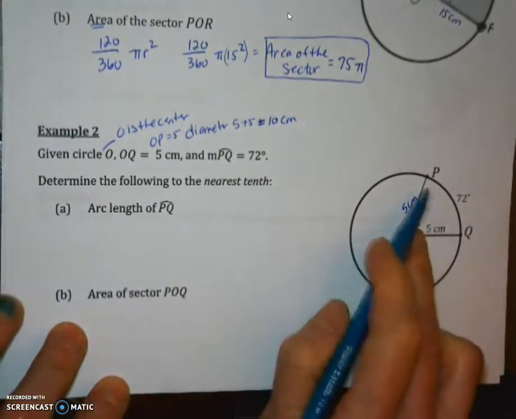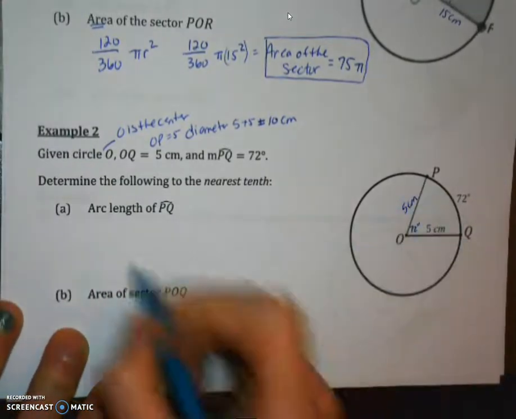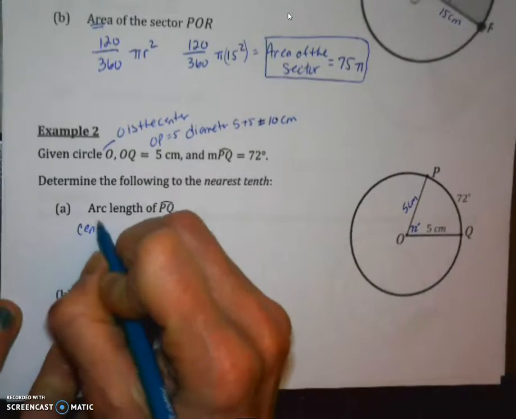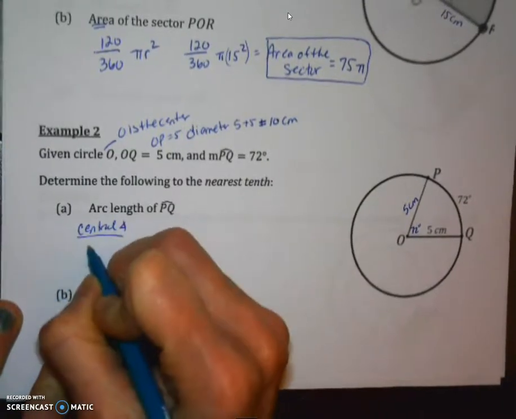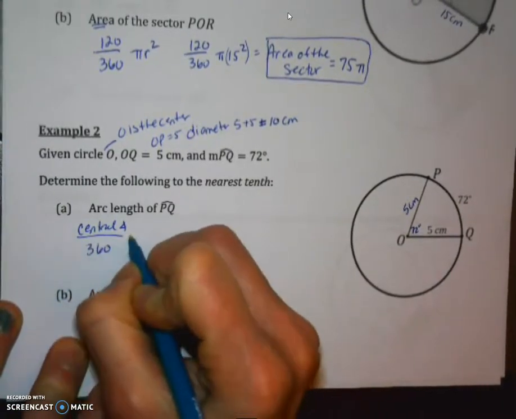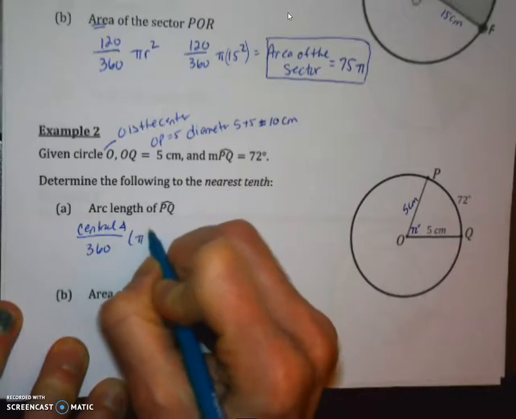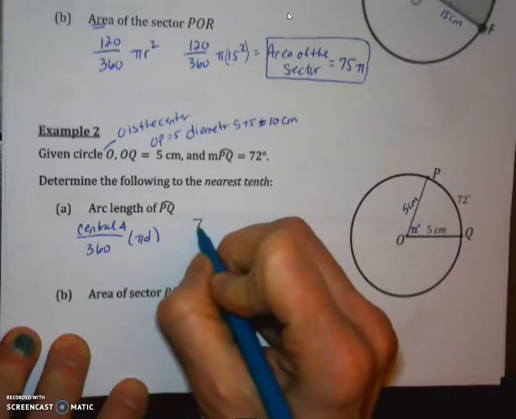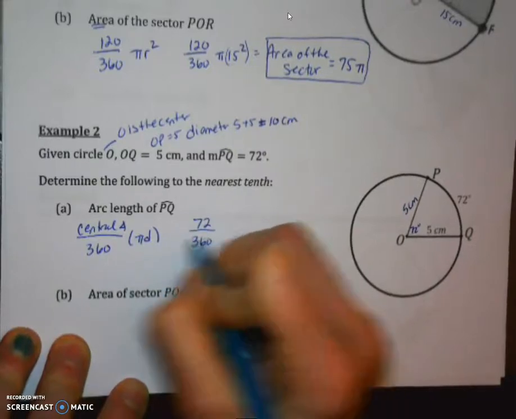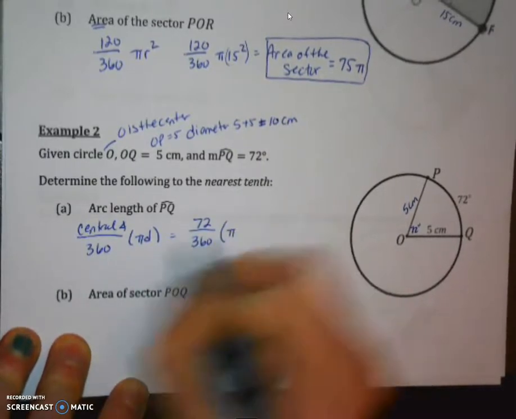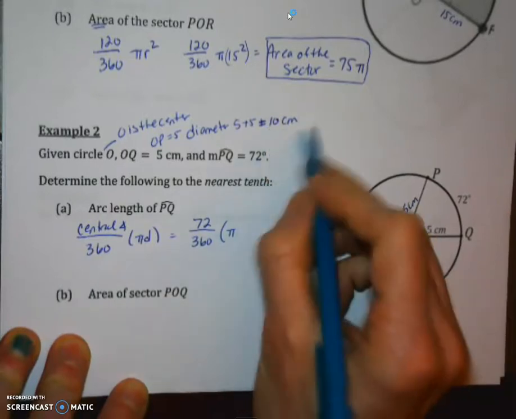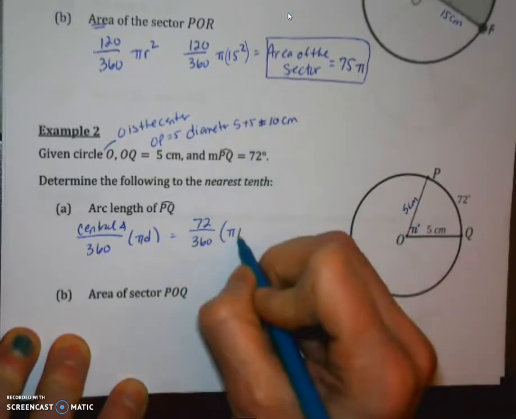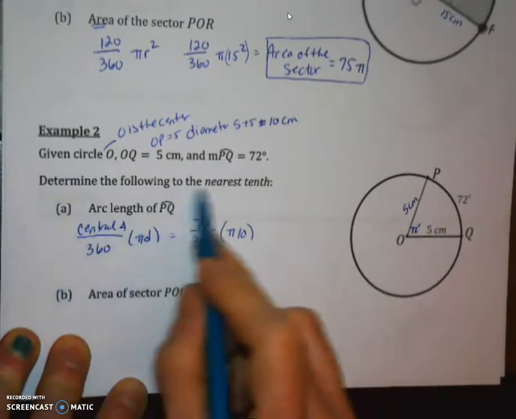So when it says find the arc length of PQ, we're going to go back to that formula. We're going to take the central angle divided by 360, that's a fractional part of the circle, and multiply it by the circumference. So in this case, it's 72 divided by 360 times pi times the diameter, which we said was 5 plus 5, or 10. And now it says determine the following to the nearest tenth.